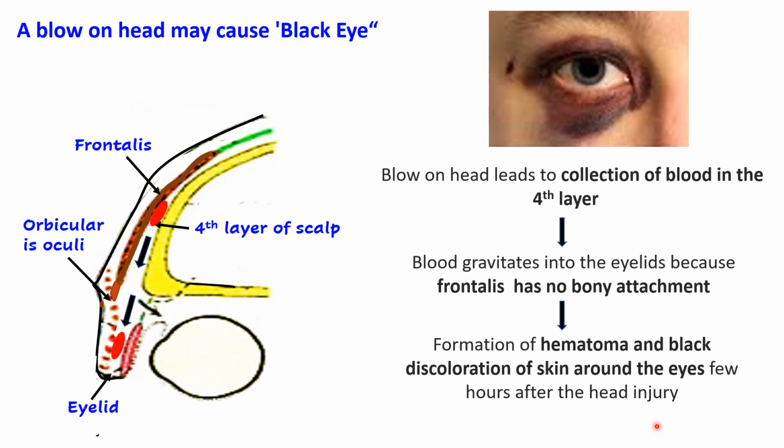This also involves the fourth layer, but the dangerous layer is because infection can travel from the veins of the scalp into the intracranial dural venous sinuses, right? That is the reason for dangerous layer. So you must remember these two points about the fourth layer.